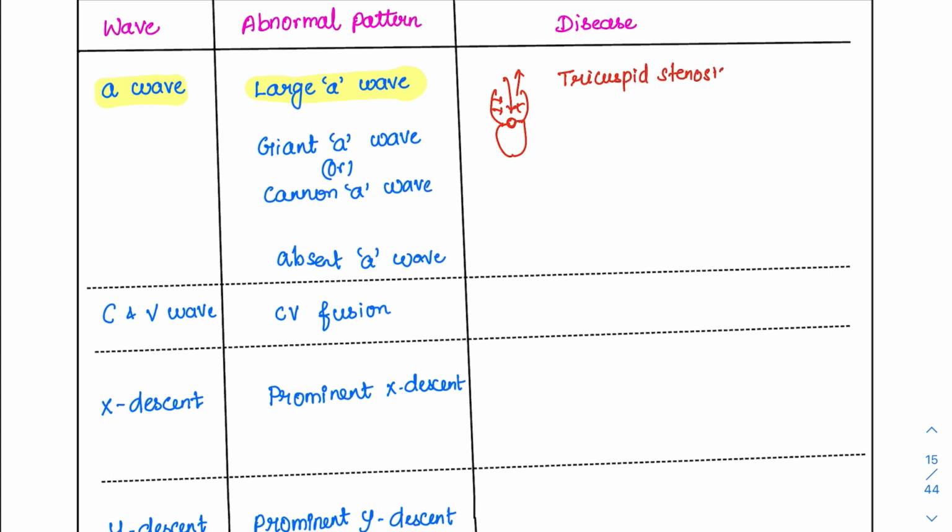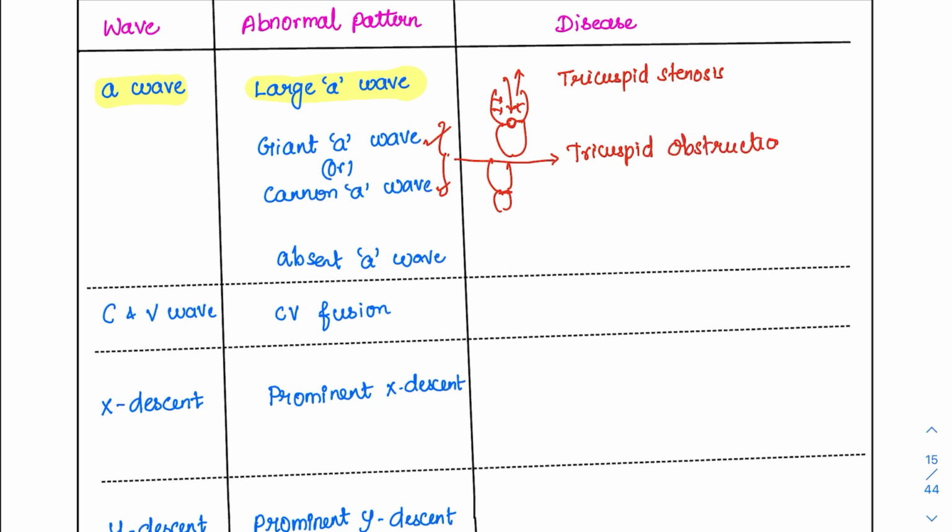Then coming to the next one, it is written giant A wave. Large A wave is in stenosis. Giant A wave is also called cannon A wave. Whenever there is a complete obstruction, here we are not talking about stenosis, the tricuspid valve is completely obstructed. What will happen? There will be a huge deflection there. So these two can happen in case of tricuspid obstruction.